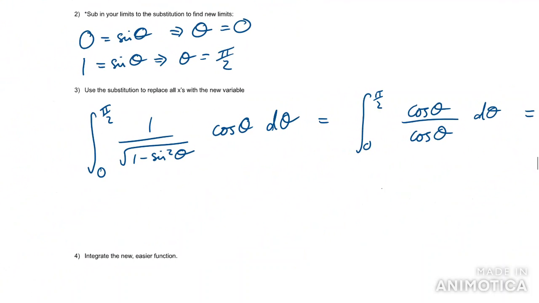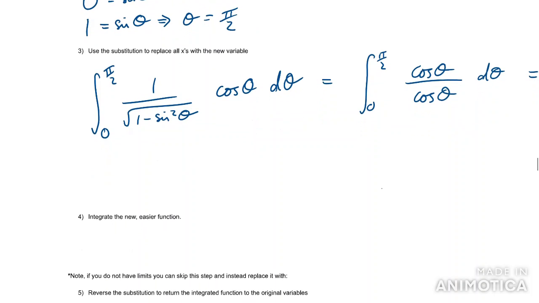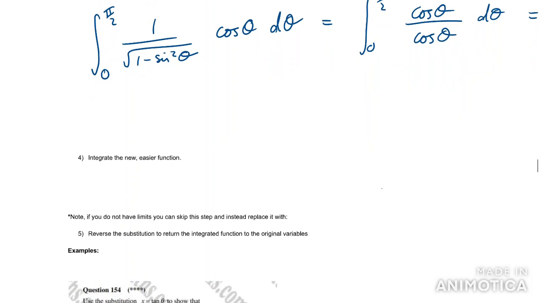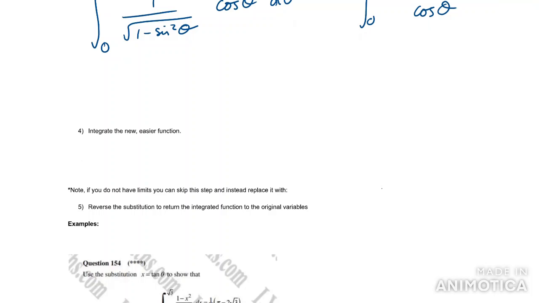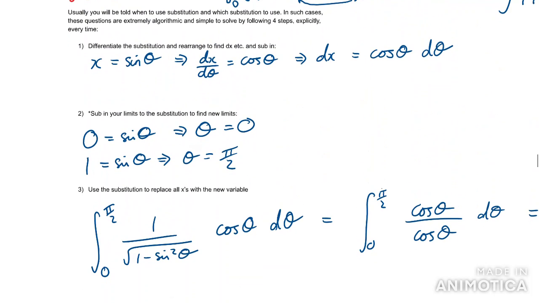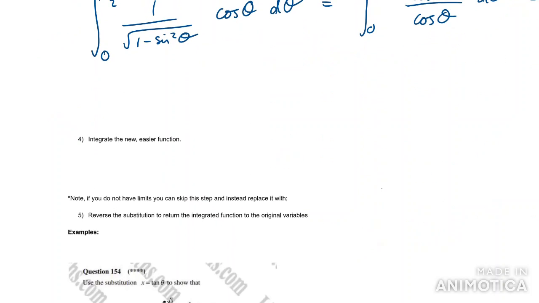And that's really all there is to it every time for substitution. We'll see more examples in a second, but that's just all you're going to be doing every time. And I've just done step 4. Just a quick note, if you don't have limits, you don't have to do step 2, obviously, but you do need to replace it with the final step, step 5.